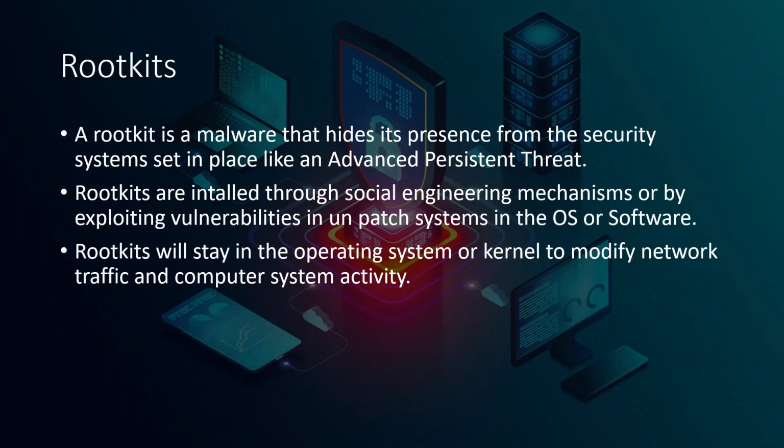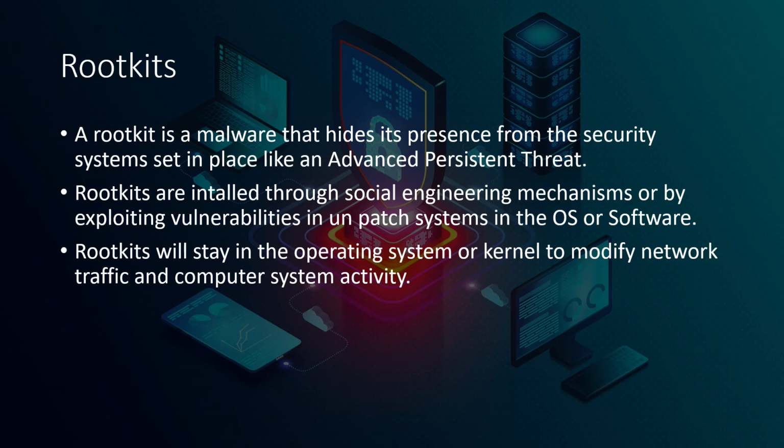Rootkits. A rootkit is malware that hides its presence from the security systems in place, like an advanced persistent threat. Rootkits are installed through social engineering mechanisms or by exploiting vulnerabilities in unpatched systems, the OS, or software. Rootkits will stay in the operating system or kernel to modify network traffic and computer system activity.